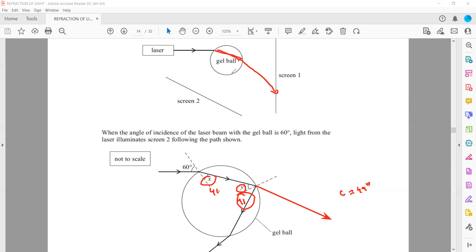On screen 2, that is due to total internal reflection. If this angle is less than the critical angle, then the light will refract and we'll see it on screen 1. If this angle of incidence is more than the critical angle, then the light will undergo total internal reflection and we will not see anything on screen 1, only on screen 2. So in this case, as the angle of incidence, angle Y, is less than the critical angle, there will be refraction and we'll see the ray of light on screen 1.